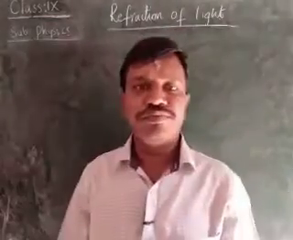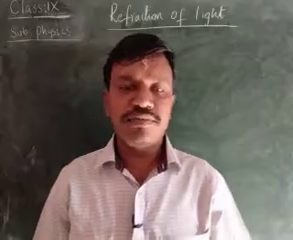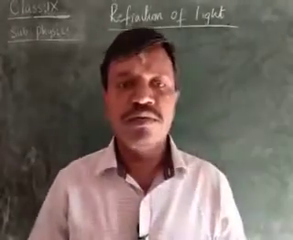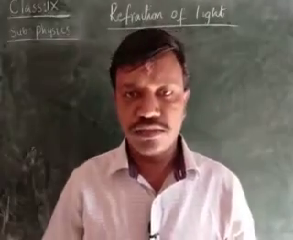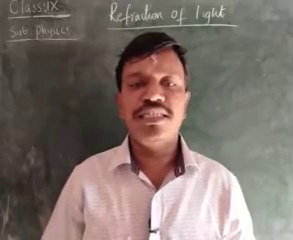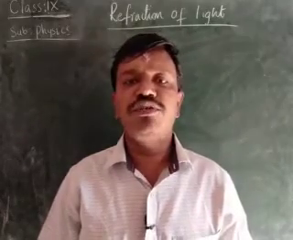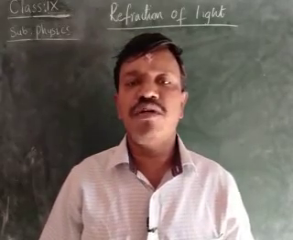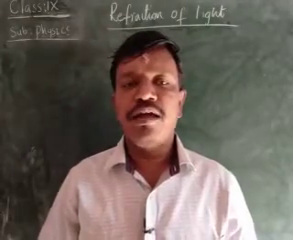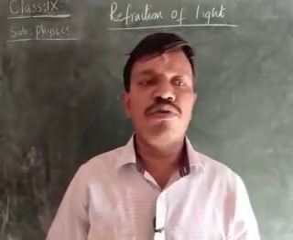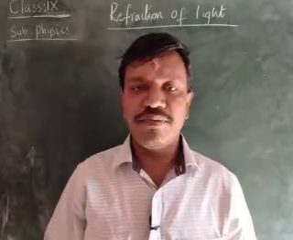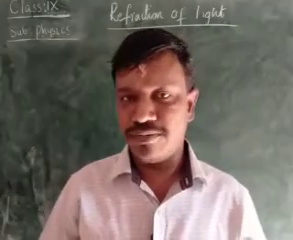Good morning, children. In the last class, we were learning about the relative refractive index. Relative refractive index is defined as the ratio of the speed of light in the first medium to the speed of light in the second medium. That is, n2 by n1 is equal to the speed of light in the first medium by the speed of light in the second medium, children.